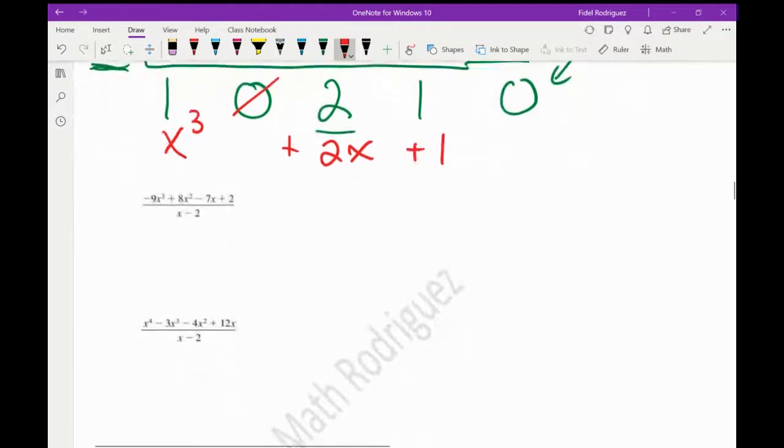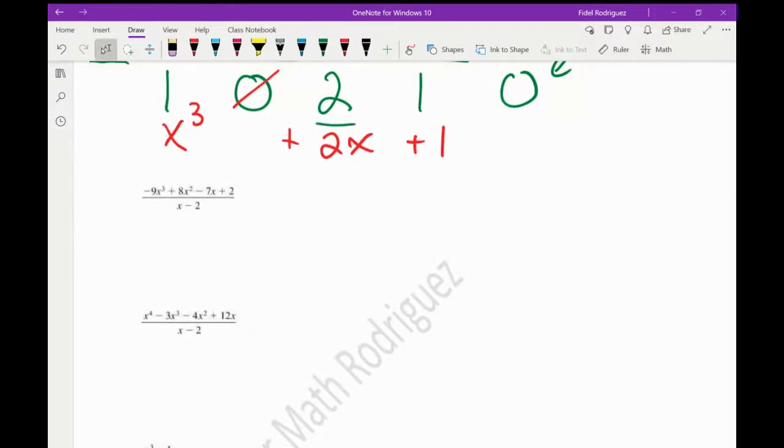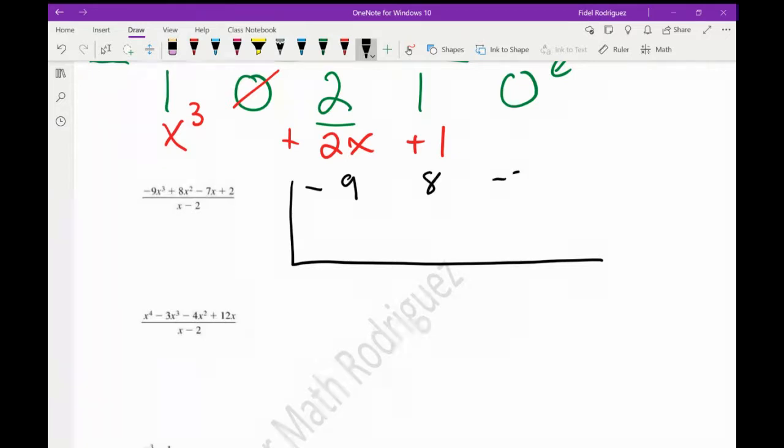All right, so let's try the next one. This one looks a little messy. The process is still going to be the same, okay? So I'm not going to change anything here, y'all. Okay, that's still a -9, an 8, a -7, oops, a -7, and a +2. Remember what we said we're going to do with this number? We're going to change the sign. So it's a -2, so on the outside I'm going to put a +2, okay?